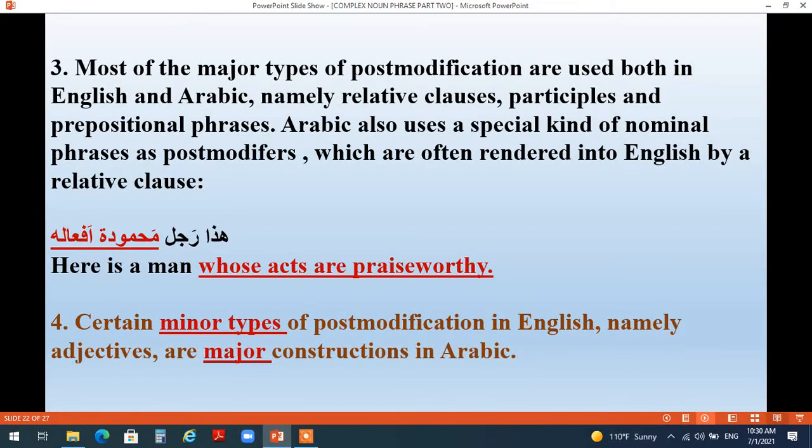لكن إذا نجي لموضوع الصفات باللغة العربية فهي تستخدم as a major type، تستخدم كنوع رئيسي من أنواع البوست موديفيكيشن. فهذا هو اختلاف آخر يتعلق باعتبار نوع الموديفيكيشن، هل هو major type or a minor type. ونلاحظ أنه هنالك اختلاف أيضا فيما يخص موضوع الصفات بين اللغتين.